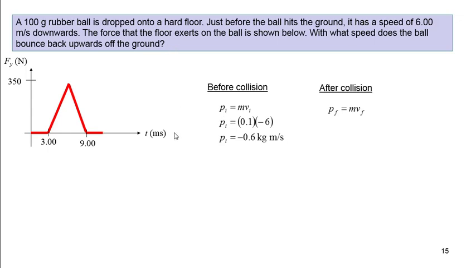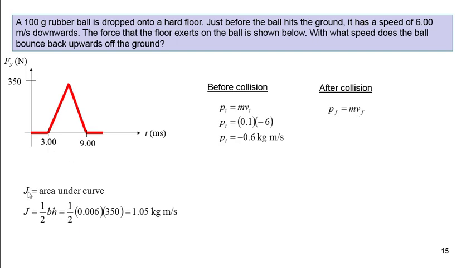This is an object that's going to bounce on the ground, so initially it's falling downwards. I have to take that initial speed of 6 meters per second and make it negative. My mass also has to always be in kilograms. So my mass is going to be 0.1 kilograms. My initial velocity is negative 6 meters per second. So my initial momentum is negative 0.6 kilograms meters per second. After the collision, I don't know what my velocity is. That's what I'm trying to figure out. So I'll just write this expression for my final momentum.